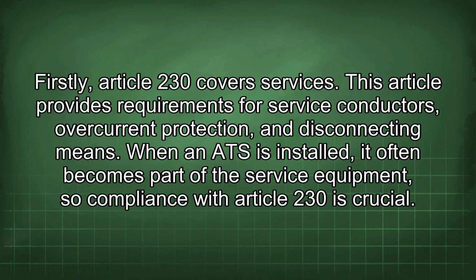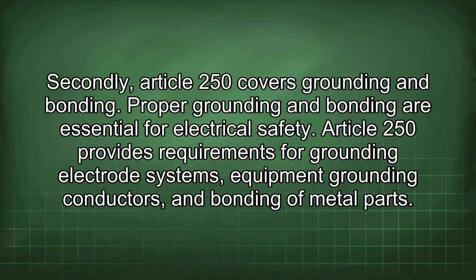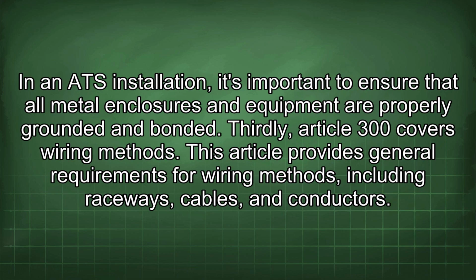Firstly, Article 230 covers services. This article provides requirements for service conductors, overcurrent protection, and disconnecting means. When an ATS is installed, it often becomes part of the service equipment, so compliance with Article 230 is crucial. Secondly, Article 250 covers grounding and bonding. Proper grounding and bonding are essential for electrical safety. Article 250 provides requirements for grounding electrode systems, equipment grounding conductors, and bonding of metal parts. In an ATS installation, it's important to ensure that all metal enclosures and equipment are properly grounded and bonded.